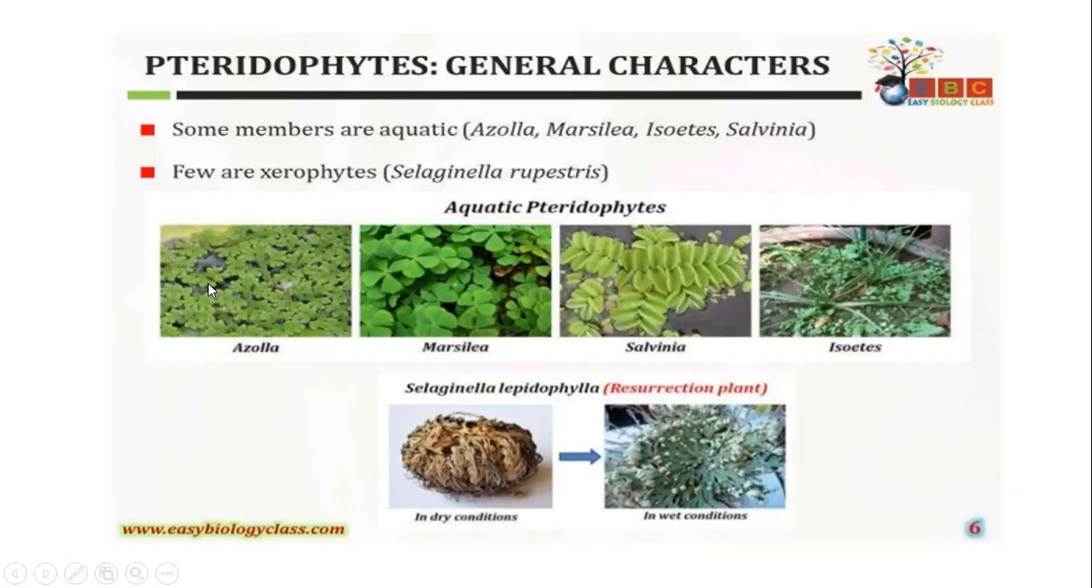And one example which is called Selaginella. This is the one which is a xerophyte, and it grows in dry places, Selaginella rupestris. So in pteridophyta we have land plants, at the same time water plants, and also xerophytic plants, and there is such a variation. Not all are common land plants. We can see an aquatic group, a xerophytic group, and land plants also.